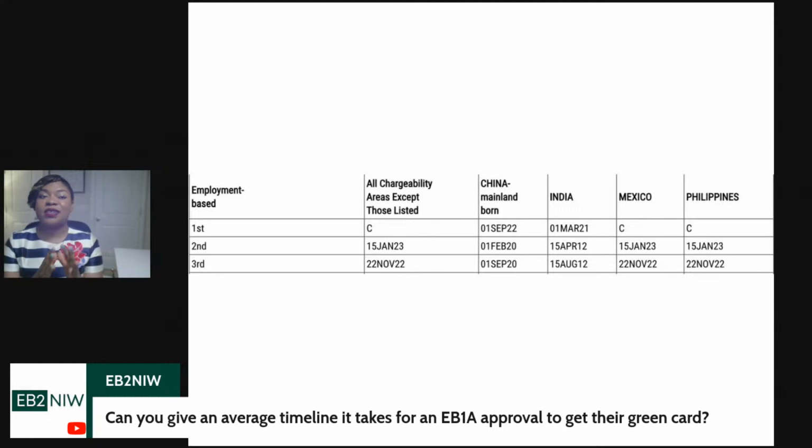Now, USCIS will put the longest time possible there. So if you go there, you might see 18 months. But just working with people through the years, we've seen that anywhere from 5 months to 8 months, you might get your green card. Okay.